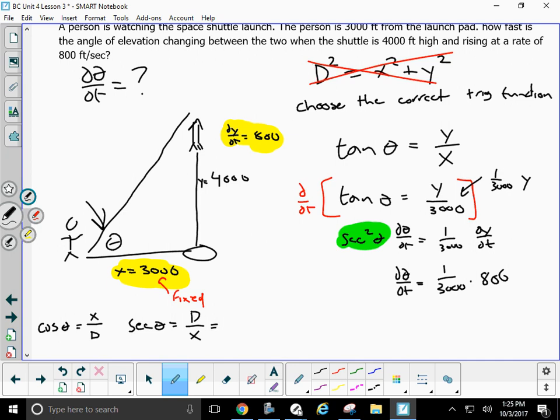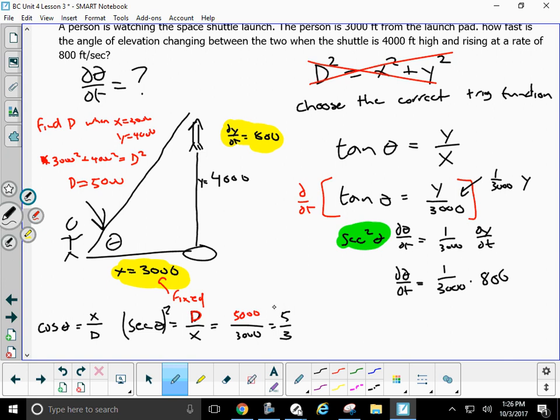So I just need to find d over x. Well, I do need to find d. D is not given to me, but I can find d when x is 3,000 and y is 4,000. The problem is set up nicely so that you get a 3-4-5 right triangle. So that goes in here. And then the x is 3,000, that's fixed. I get that the secant of theta is 5/3. Well, secant of theta squared will just be 5/3 squared. So I just have 25/9 here. That's simple.